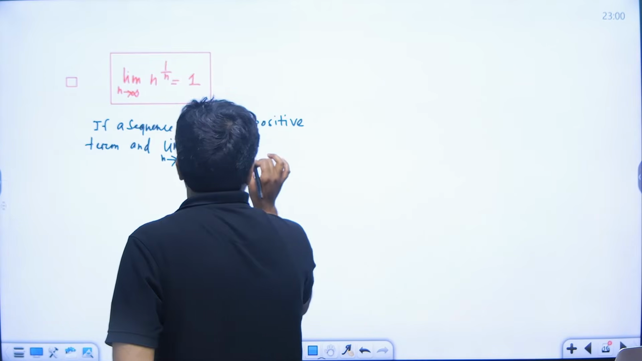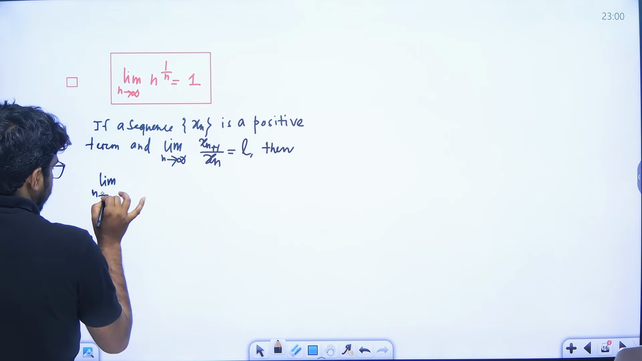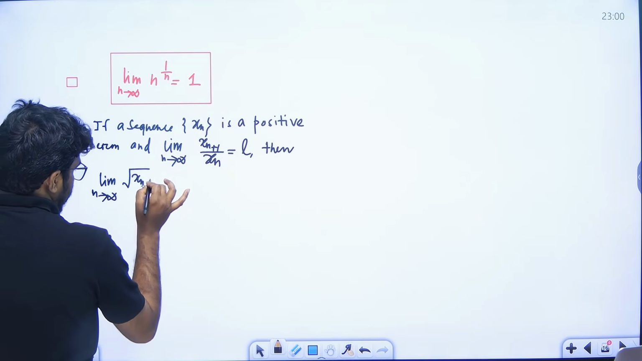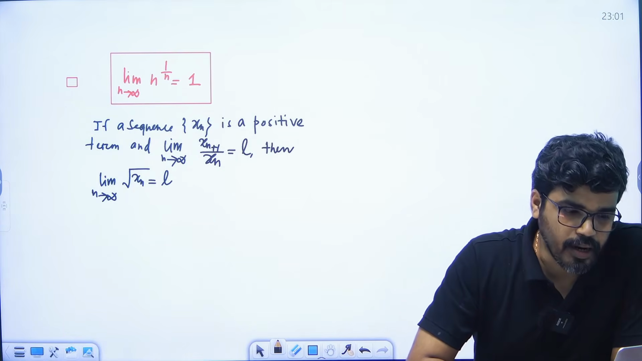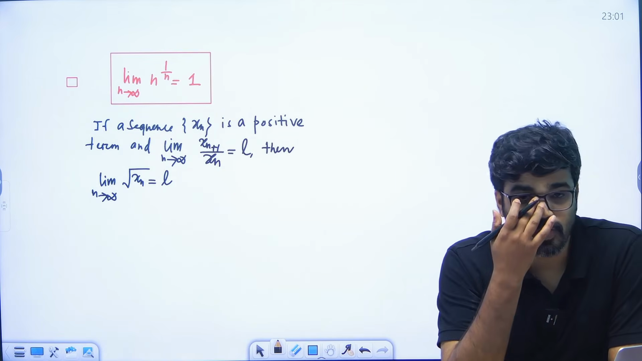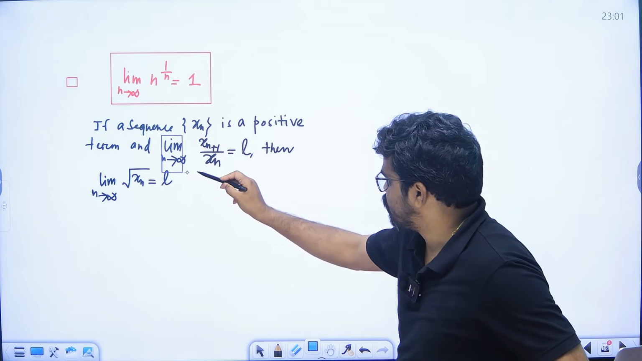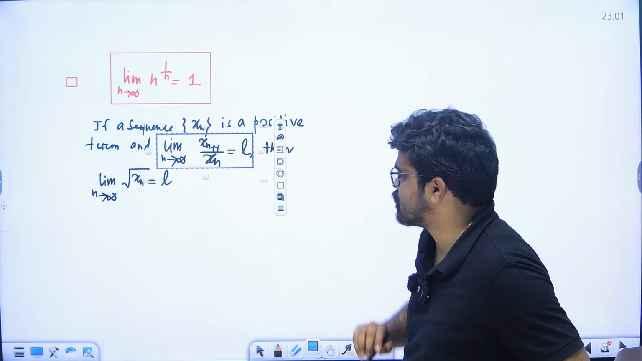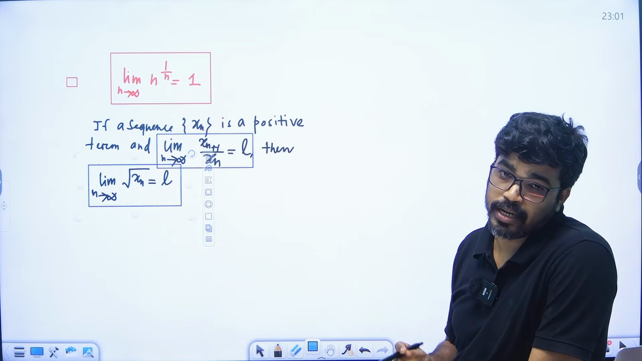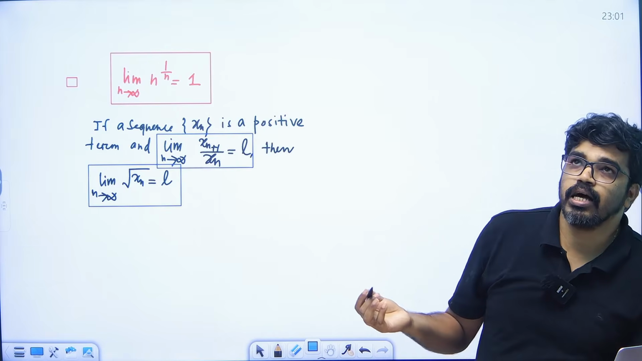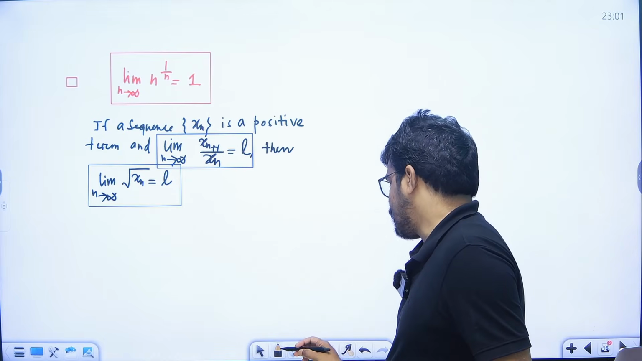Then the nth root, the limit as n tends to infinity of xn to the power 1 by n, is equal to L. So if the limit of xn plus 1 by xn is L, then the limit of xn to the power 1 by n is also L. Basically this is the corollary of Cauchy's second limit theorem. Okay, note this result.